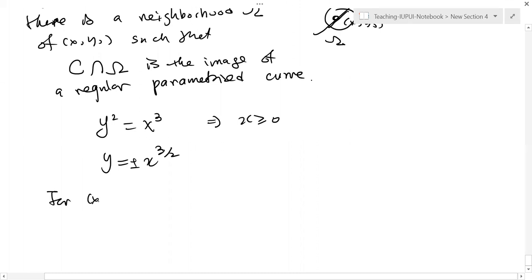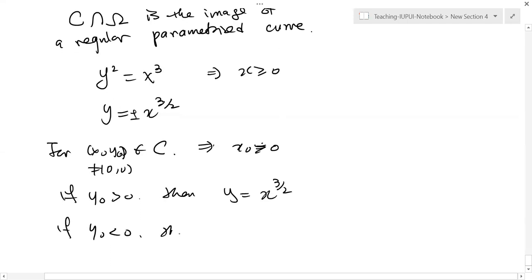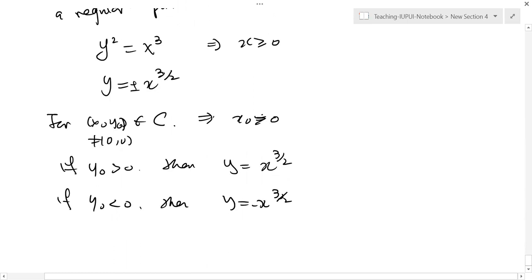So for a point on C which is not the origin, then x naught is going to be positive, okay? Otherwise it's zero, then y is also zero, right? That's the first thing. So if y naught is positive, then you get that solution. If y naught is negative, then y is going to be negative x to the 3/2. So what does that mean? That means after you delete the origin, C consists of two pieces, each of them the graph of a function, and of course the image of a regular parametric curve, okay?